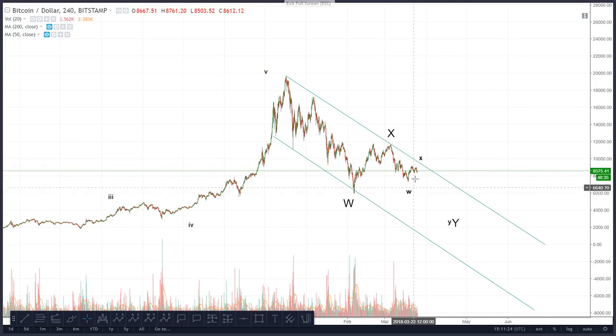So typically in a WXY each leg is made of 3 waves. So far we've seen 3 legs down here, and now we need to see 3 legs up. So I'm expecting price to come up to around here to make a X on a lower degree before we see our final Y leg, which completes the Y on the smaller degree and the larger degree. So just to break this down, we'll have a look on the 15-minute chart just to see what we can expect from price, what it's done so far, and what we can expect over the next few days.